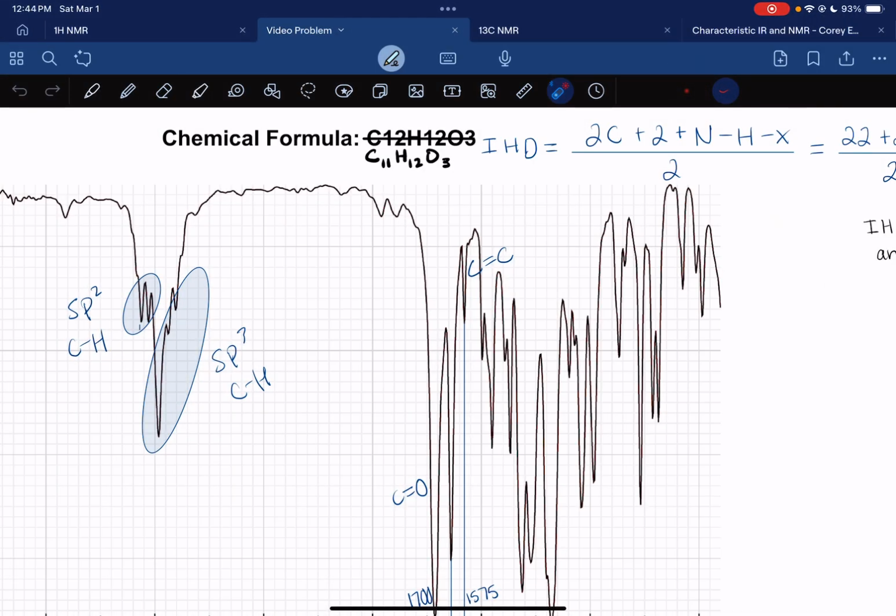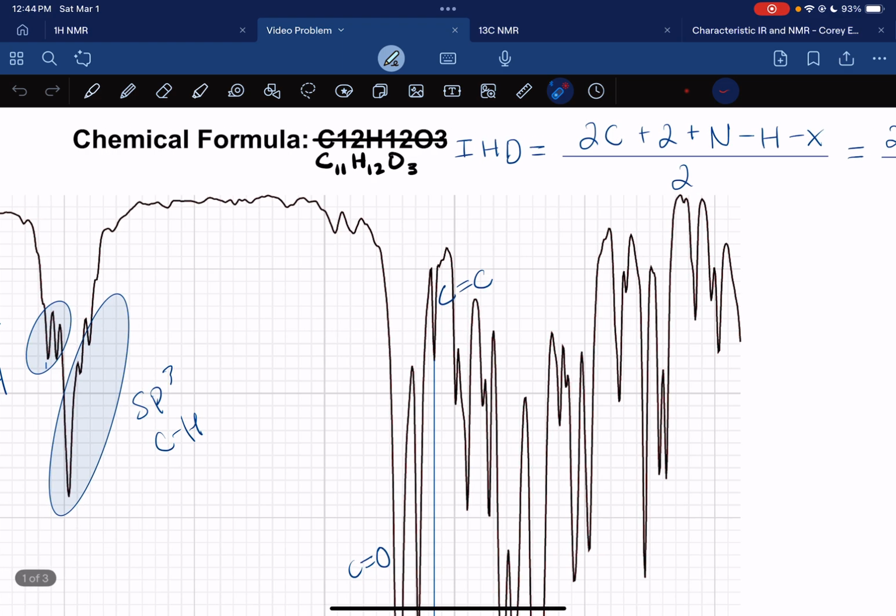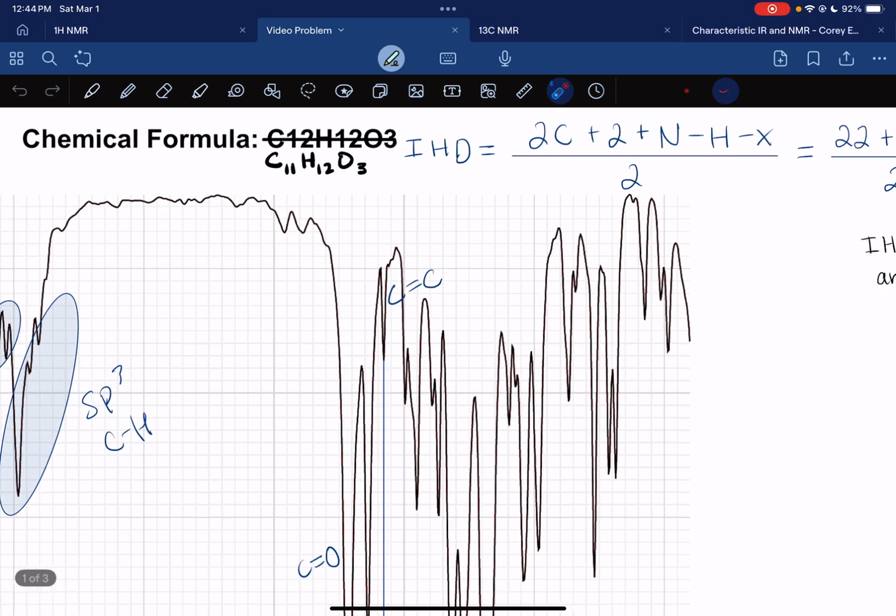Alrighty, so for our video spectra problem, first we have to start out with the formula, and I got the wrong formula. There was a mistake in it, as Professor Anton gave me the correction. Thank you. So the correct formula is C11H12O3.